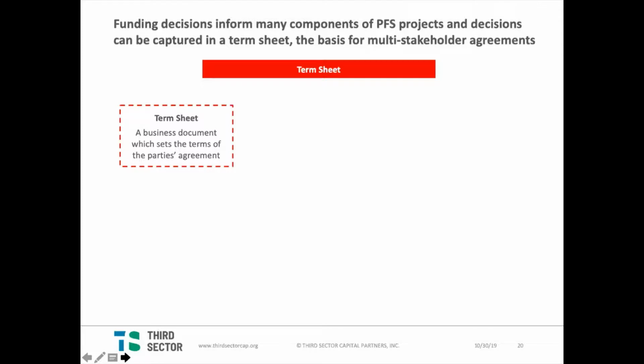And so term sheets, as that business document, then help lawyers draft the legal agreements that help govern the project. In many Pay for Success projects, there are around 10 or so different legal agreements that are all drawn up as a response to the term sheet, which is an easier, more digestible way of understanding some of the terms of the project.